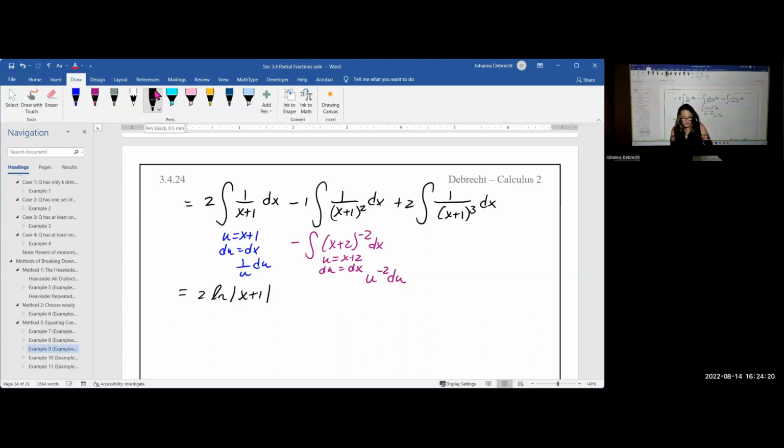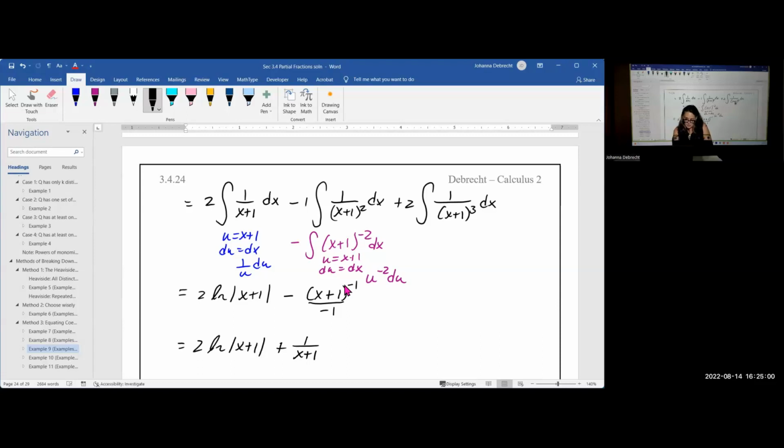And so when I work that one out, I get minus x plus 1. How'd I get a 2 in here? That should be a 1. I think I was looking at my square. Okay, so I have x plus 1 to the negative 1, and then divided by negative 1, which is basically going to give me a plus 1 over x plus 1. So I have 2 natural log absolute value of x plus 1 plus 1 over x plus 1.